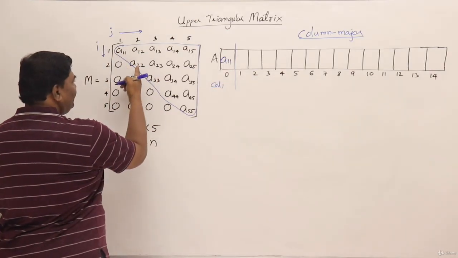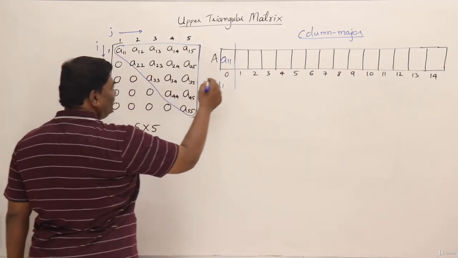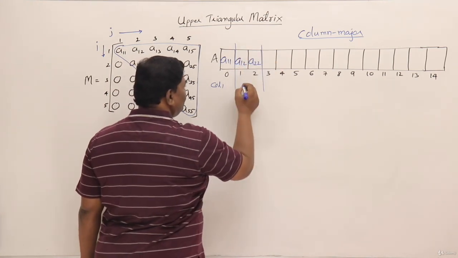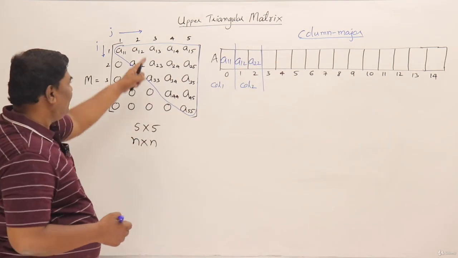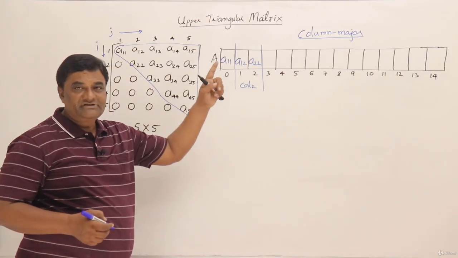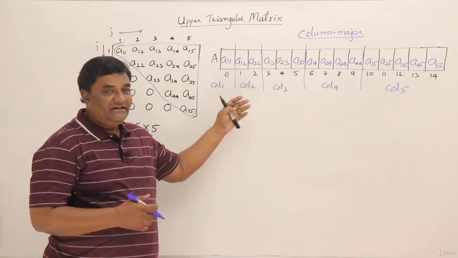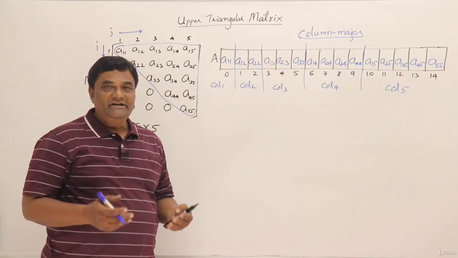The next column is having two elements, 1, 2 and 2, 2. This is column 2. Likewise, I will fill up all these columns in this array. I have filled all the elements. Now we need a formula.